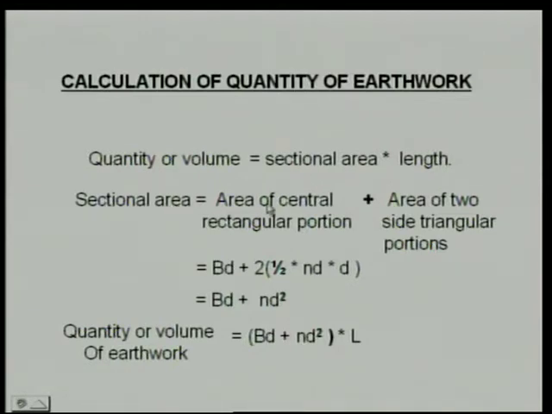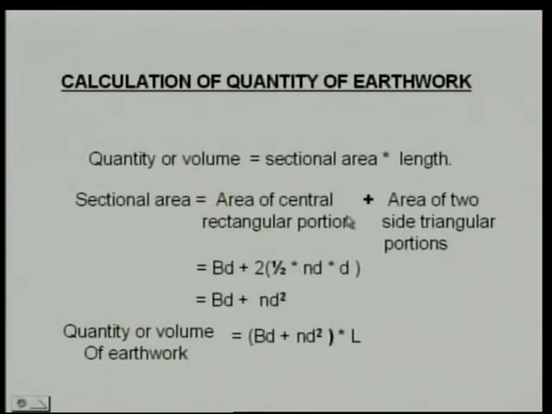The sectional area is nothing but the area of the central rectangular portion plus the area of the side triangular portions. As we have seen, the cross section of a road in cutting or in banking is a trapezium: the central rectangular portion plus the side triangular portions. So, the area of the rectangle is breadth multiplied by the depth, plus there are two triangles in a trapezium.